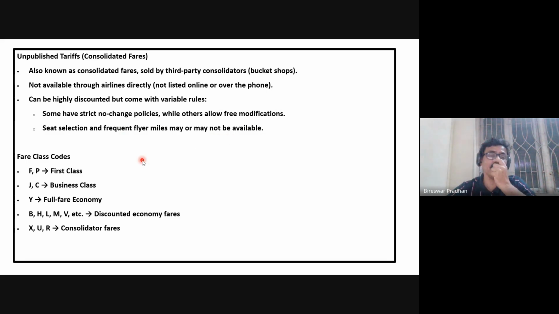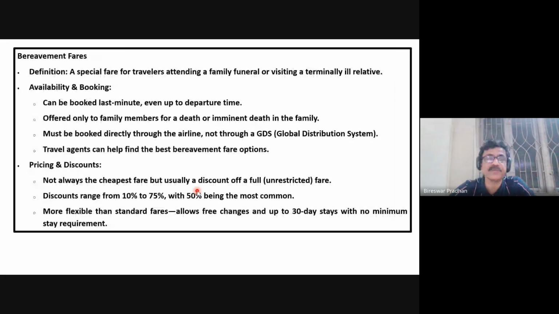Now, fare class codes: F and P are first class, J and C are business class, Y is full fare economy, B, H, L and M are discount economy fares, and X is the consolidated fare. So these are the codes they are using for this.